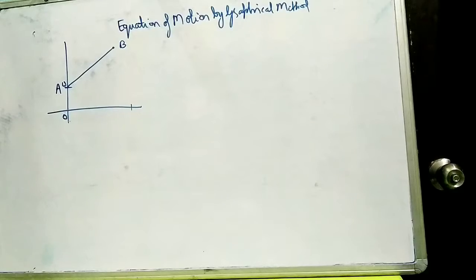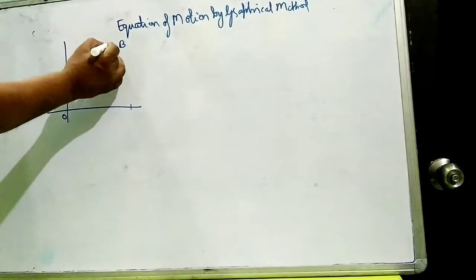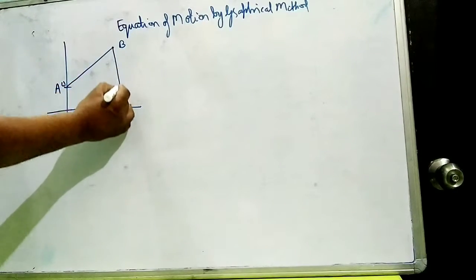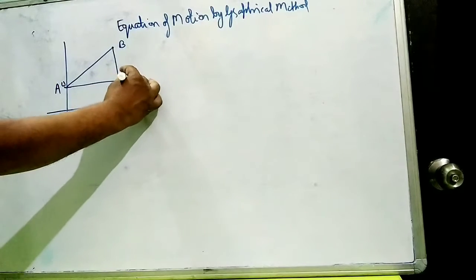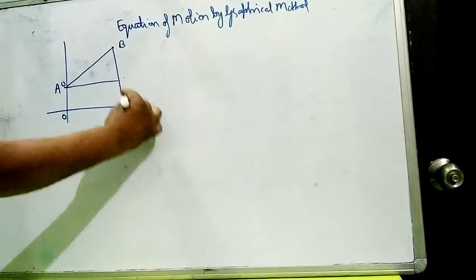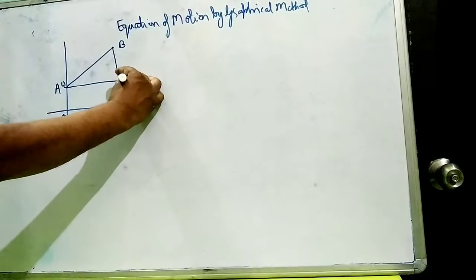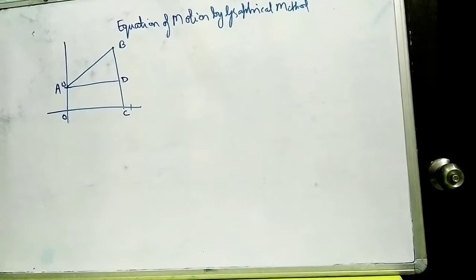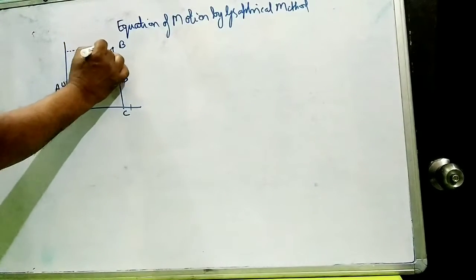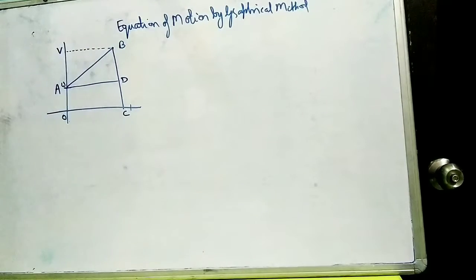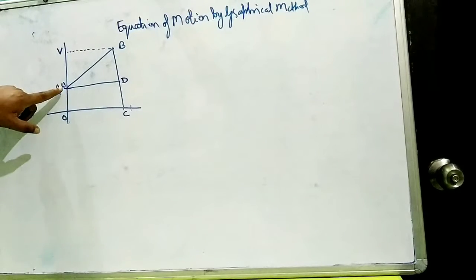then it comes down from here, this is C. From here we have dropped a perpendicular which is equal to D. From U it will reach its final velocity V. This is the area covered.